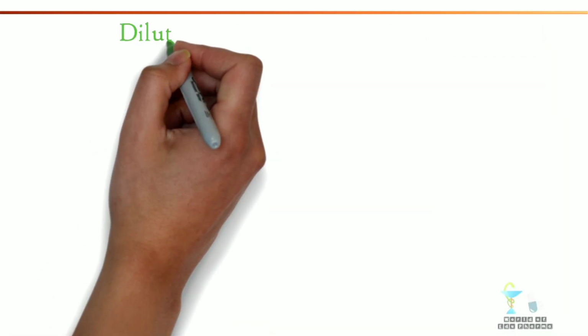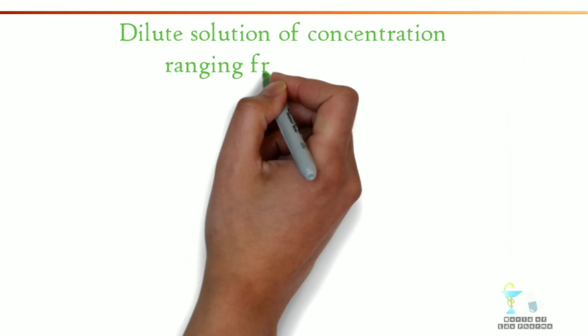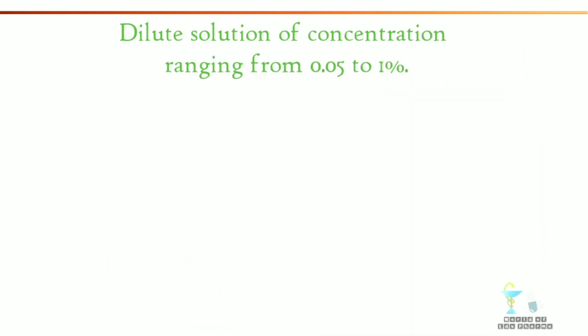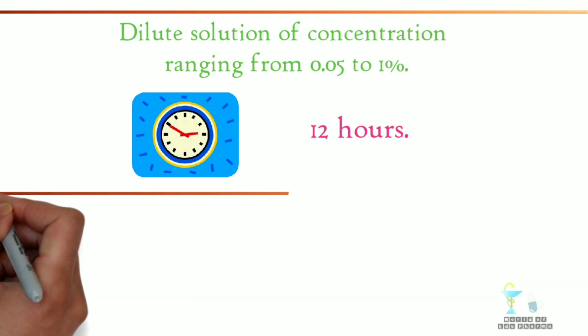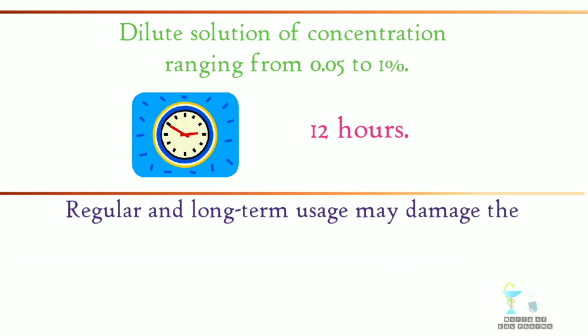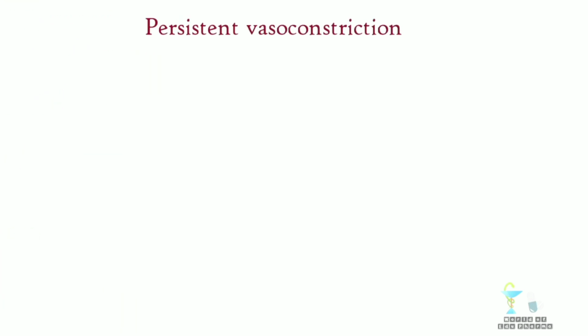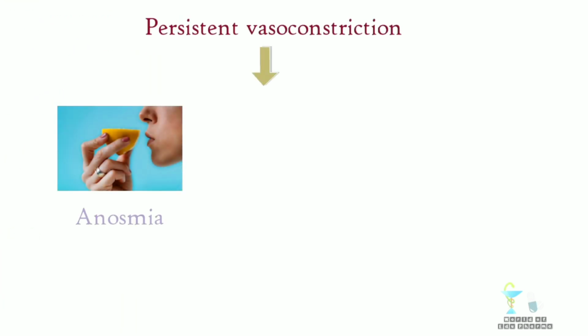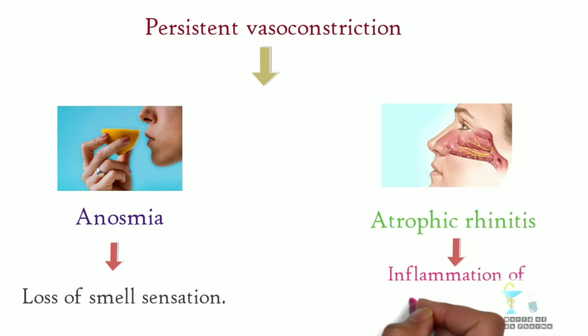They are available as dilute solutions of concentration ranging from 0.05 to 1%. They have a longer duration of action, which is 12 hours. Regular and long-term usage may damage the mucociliary function. Persistent vasoconstriction can cause anosmia, that is loss of smell sensation, and atrophic rhinitis, which is inflammation of nasal mucosa.